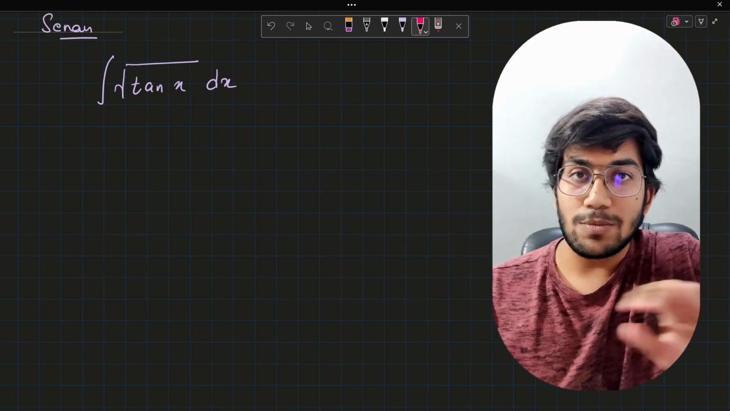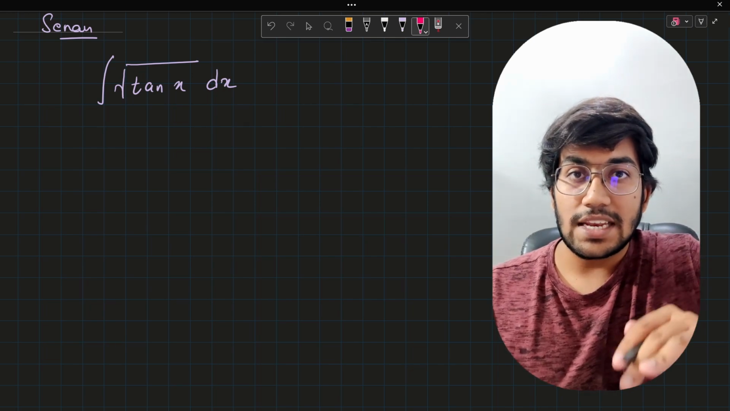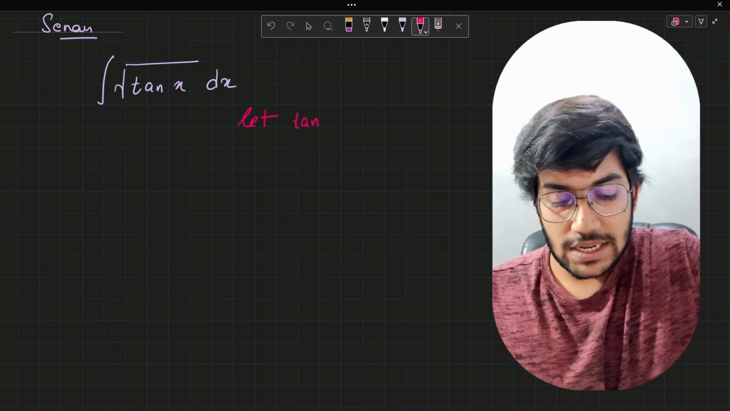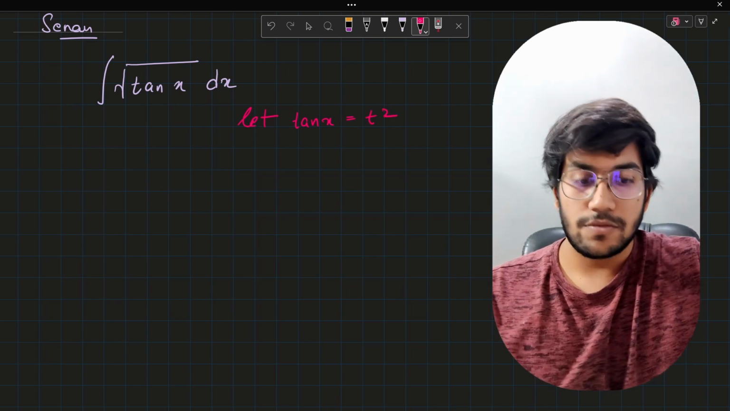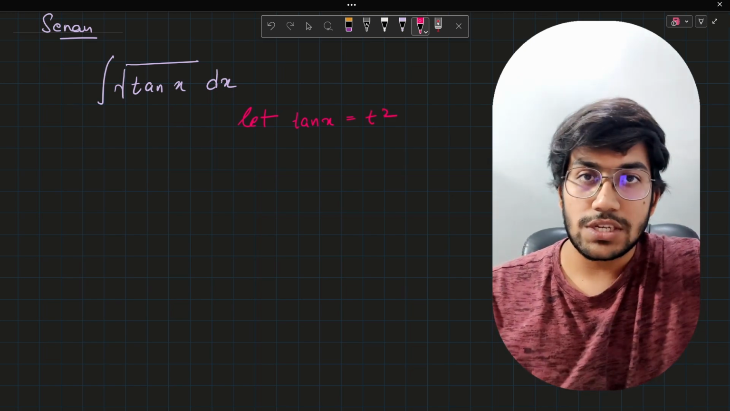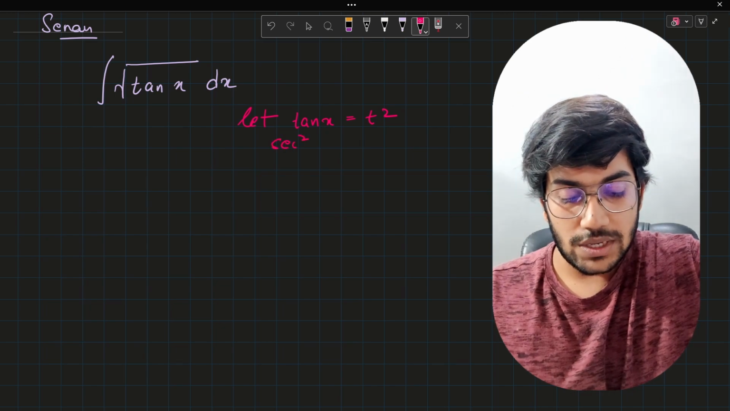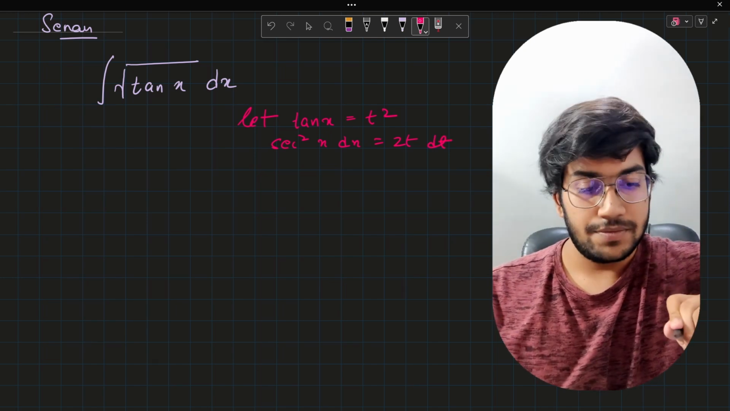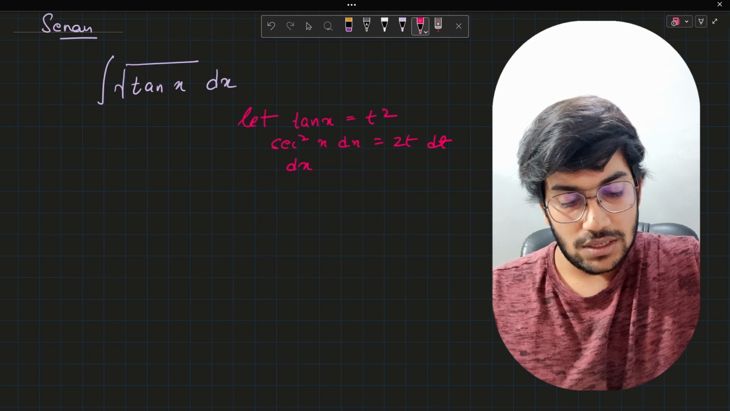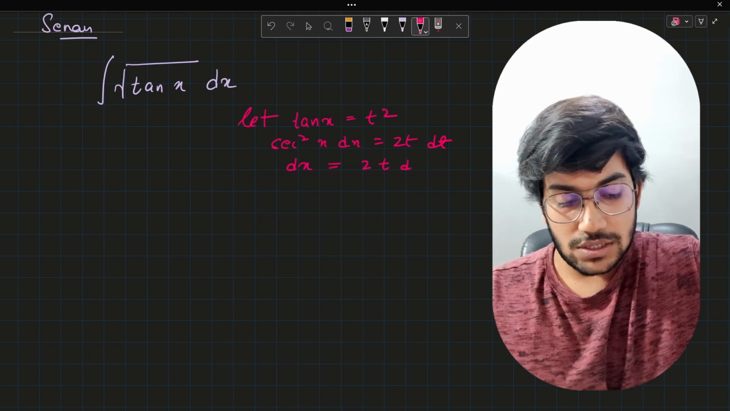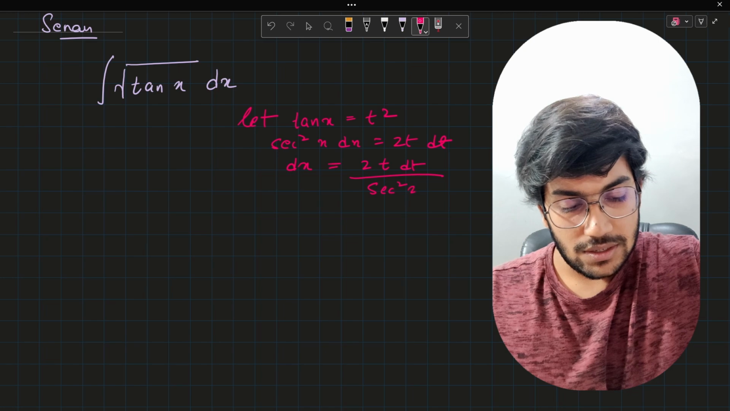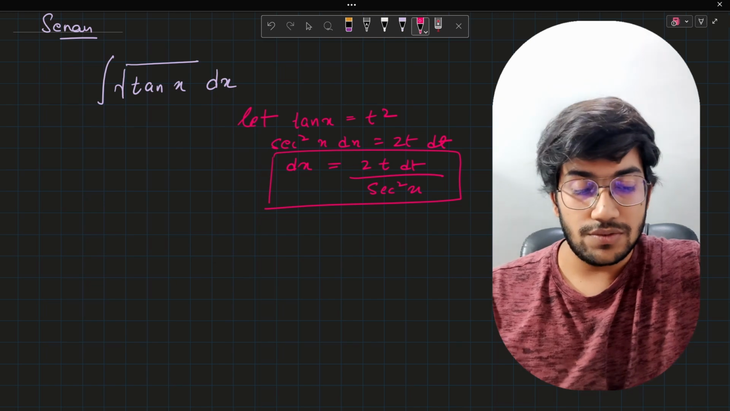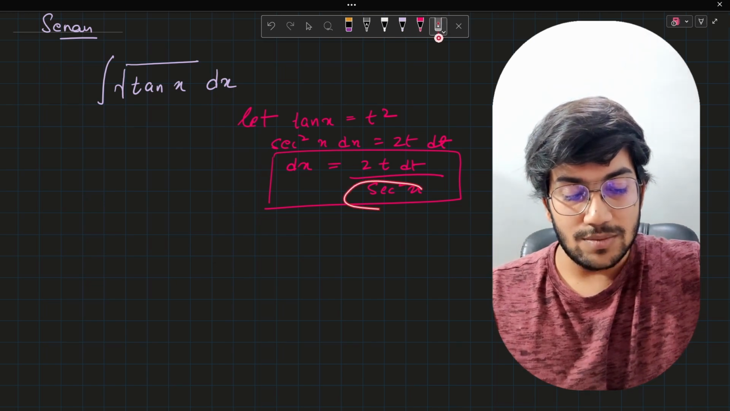So first of all, we'll remove that by making a substitution that tan x is t square. So let tan x equal t square. If you differentiate it, we'll get secant square x dx equal to 2t dt. Now let's rearrange the terms to get dx, but if you observe, we still have dx in terms of x.